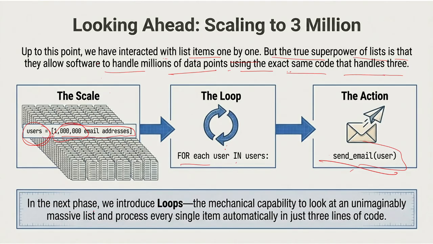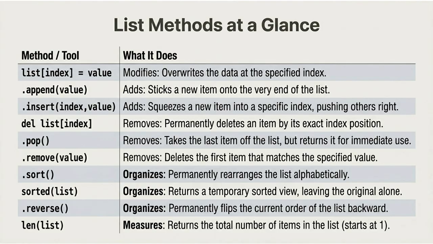Next, they mention that in the next phase we will introduce loops, the mechanical capability to look at an unimaginably massive list and process every item automatically in just 3 lines of code. So this is what we have covered today. In the list, this is kind of an appendix of what we have covered.